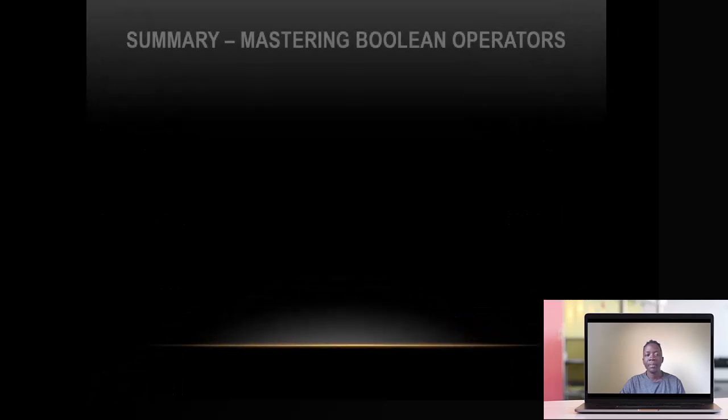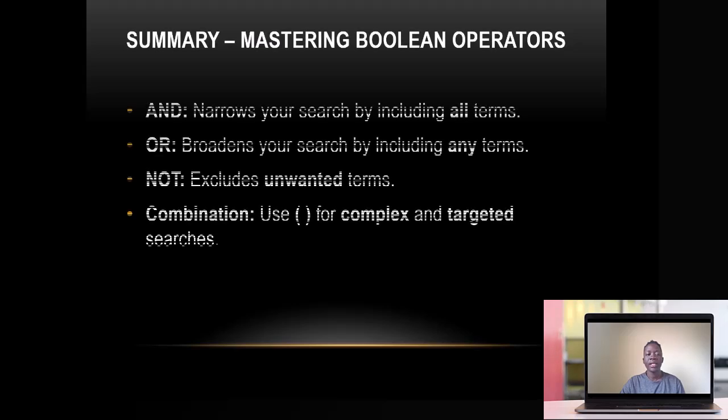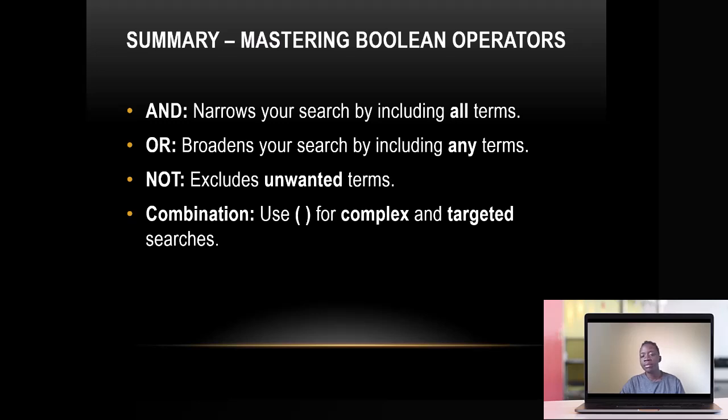Now in summary, this is a summary of everything. AND narrows your search by including all terms, OR broadens your search by including any term, of course the terms that are related. NOT will exclude unwanted terms. Then when you're combining, use brackets for complex and targeted searches. So that is a summary of how we are supposed to handle our searches using the Boolean operators.